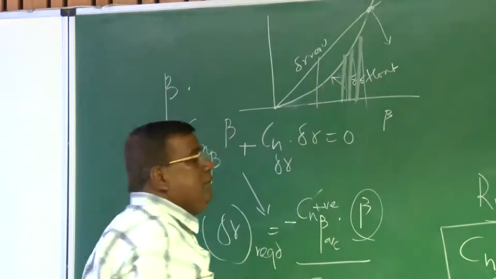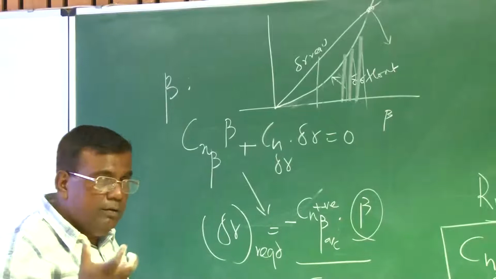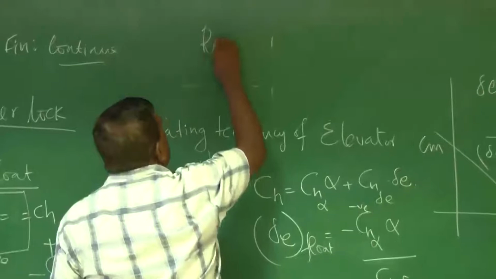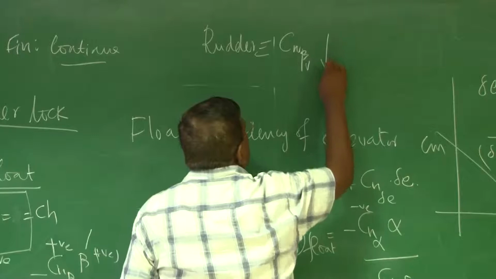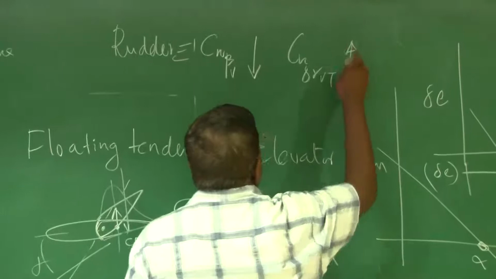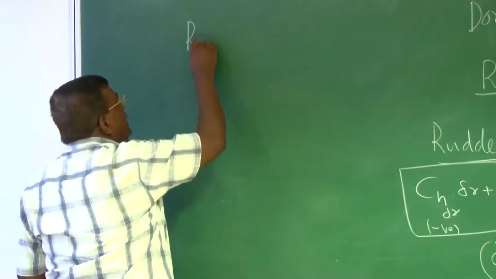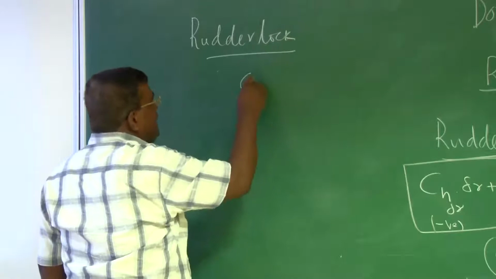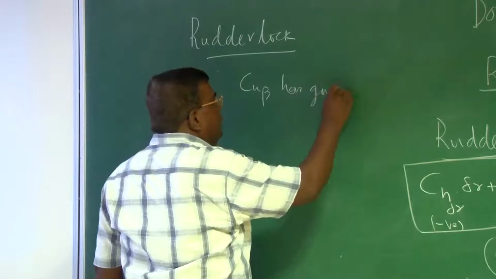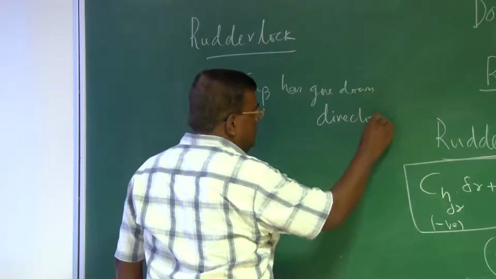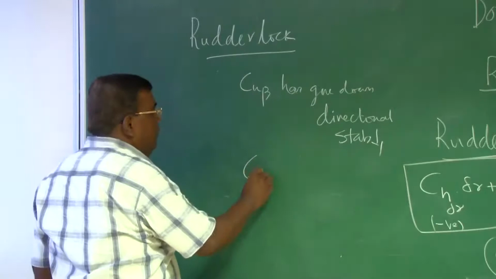What is the physics behind it, or some understanding behind it? Rudder lock will happen when CN beta of the vertical tail reduces and CN delta R of the vertical tail increases or is strong. That is, loosely you can understand that rudder lock will happen when CN beta has gone down. Gone down means its directional stability has gone down, but the rudder control power is high.